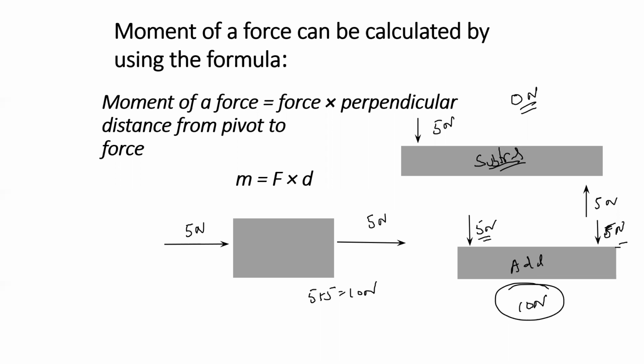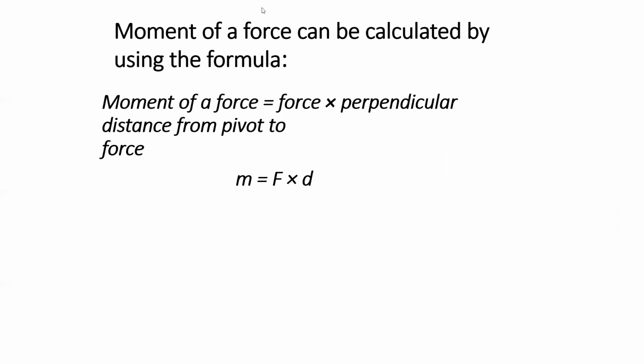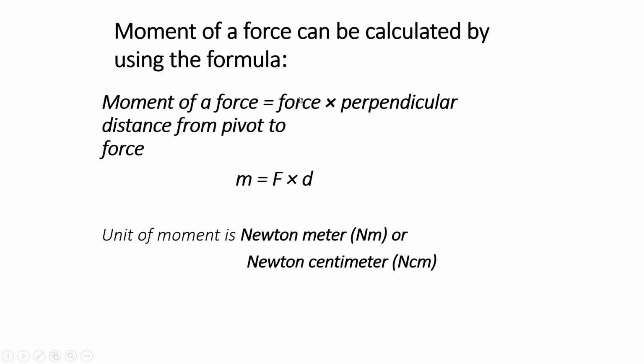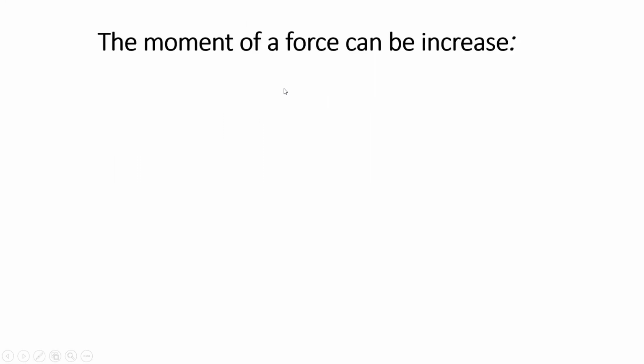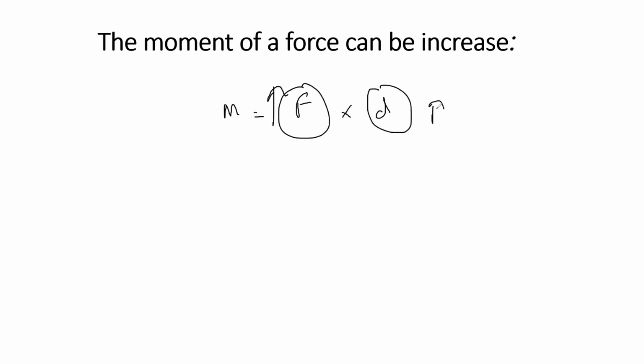So turning effect is a bit different, and force causes a turning effect. When you are calculating a resultant force, you check the direction of the force only. When you are calculating a resultant moment or turning effect, you check the overall moments produced by the forces. The moment unit can be Newton meter or Newton centimeter. How can we increase the moment? Either I can increase the force or I can increase the distance where I'm applying the force.